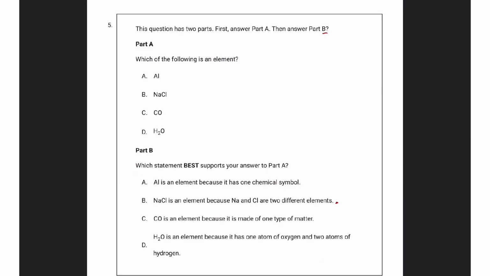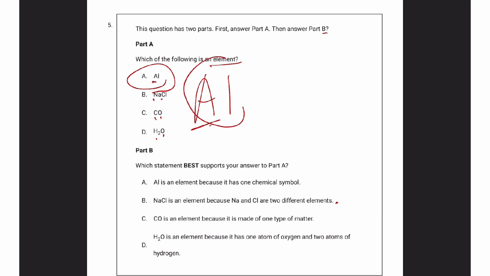All right, number 5. This question has two parts. First, answer part A, then answer part B. Which of the following is an element? So which one of these can we find on the periodic table? Which one only has one capital letter? Well, this has 2, 2, 2, 2. Yeah, it's this one right here. Okay, we know that it's Al. We have our one capital letter and our one lowercase letter. That's one chemical symbol there.